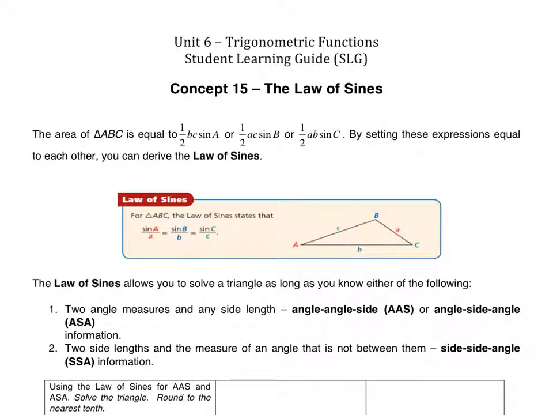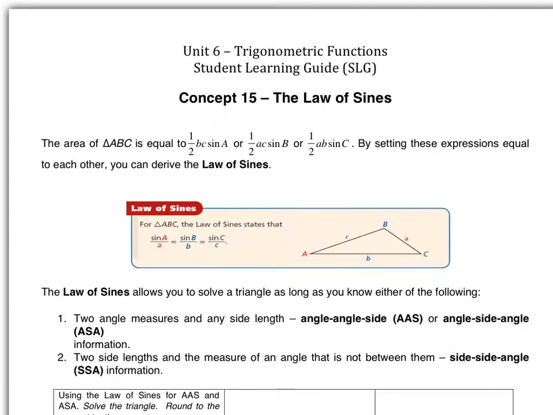In this concept video, we are going to look at the law of sines. So if I look at law of sines, we have the sine of A over A equals the sine of B over B and the sine of C over C. They are all equal. And then we can look at if I have angle, angle, side, or if I have side, side, angle, I'm going to go ahead and use law of sines.